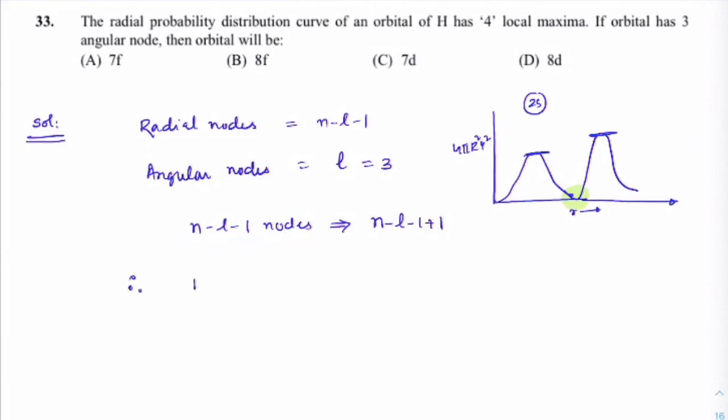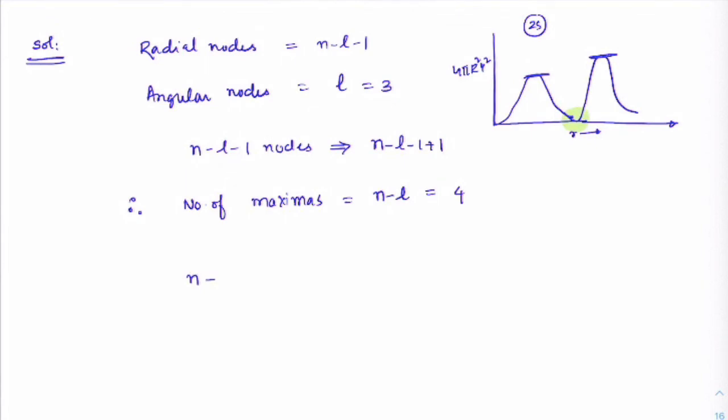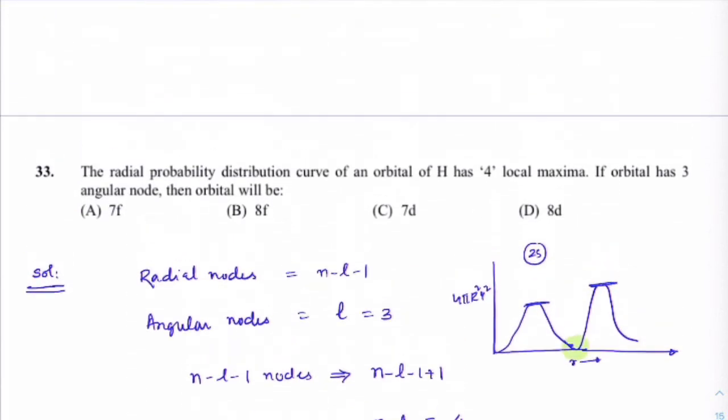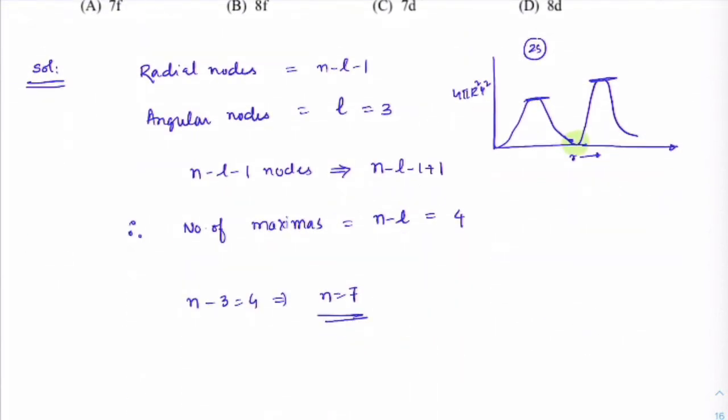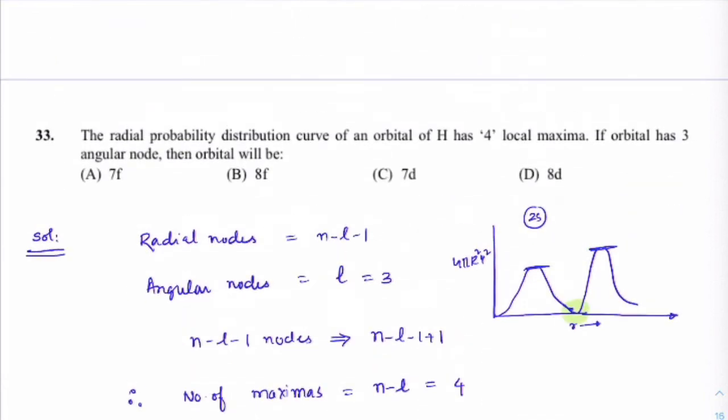Therefore, the number of maxima will always be equal to n minus L, and that value is given to us as 4, and we know L value is given as 3, so therefore n value would be equal to 7. So if n value is 7 and L value is 3, it has to be 7f orbital. So that is what is being asked. So that is the case.